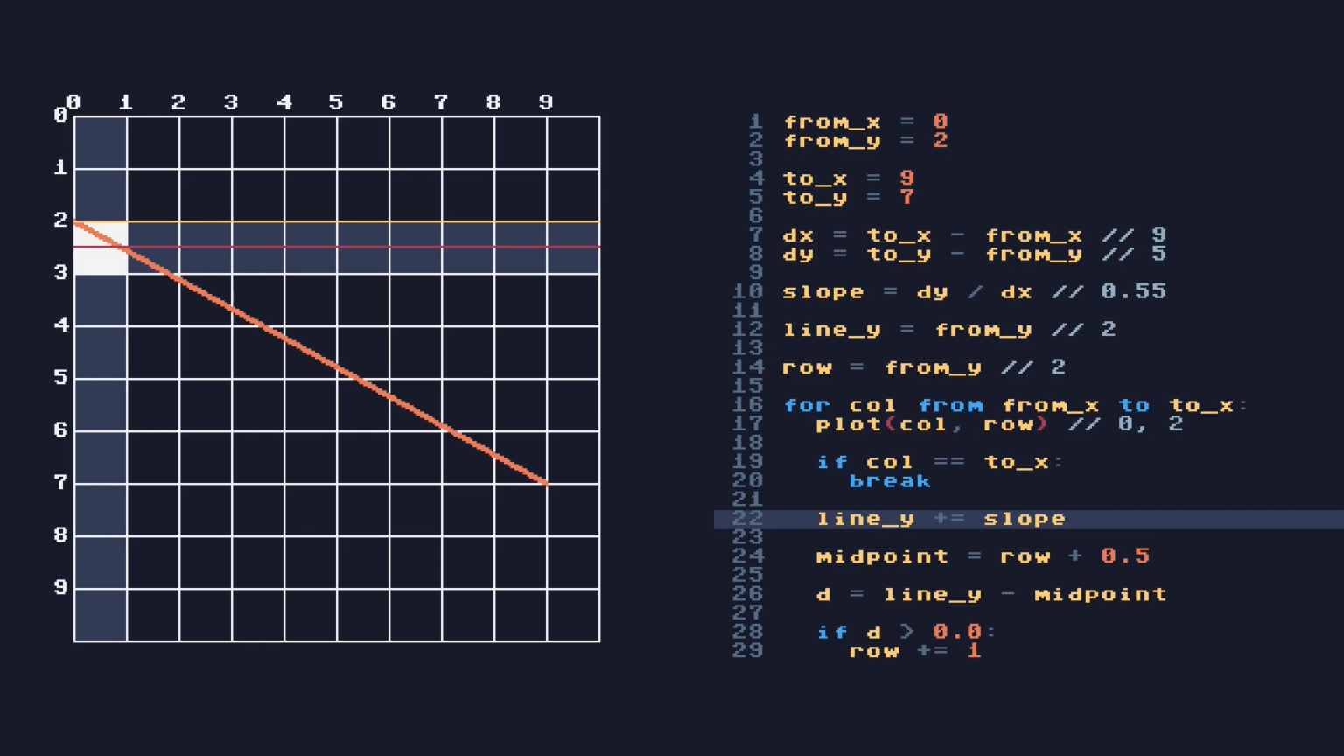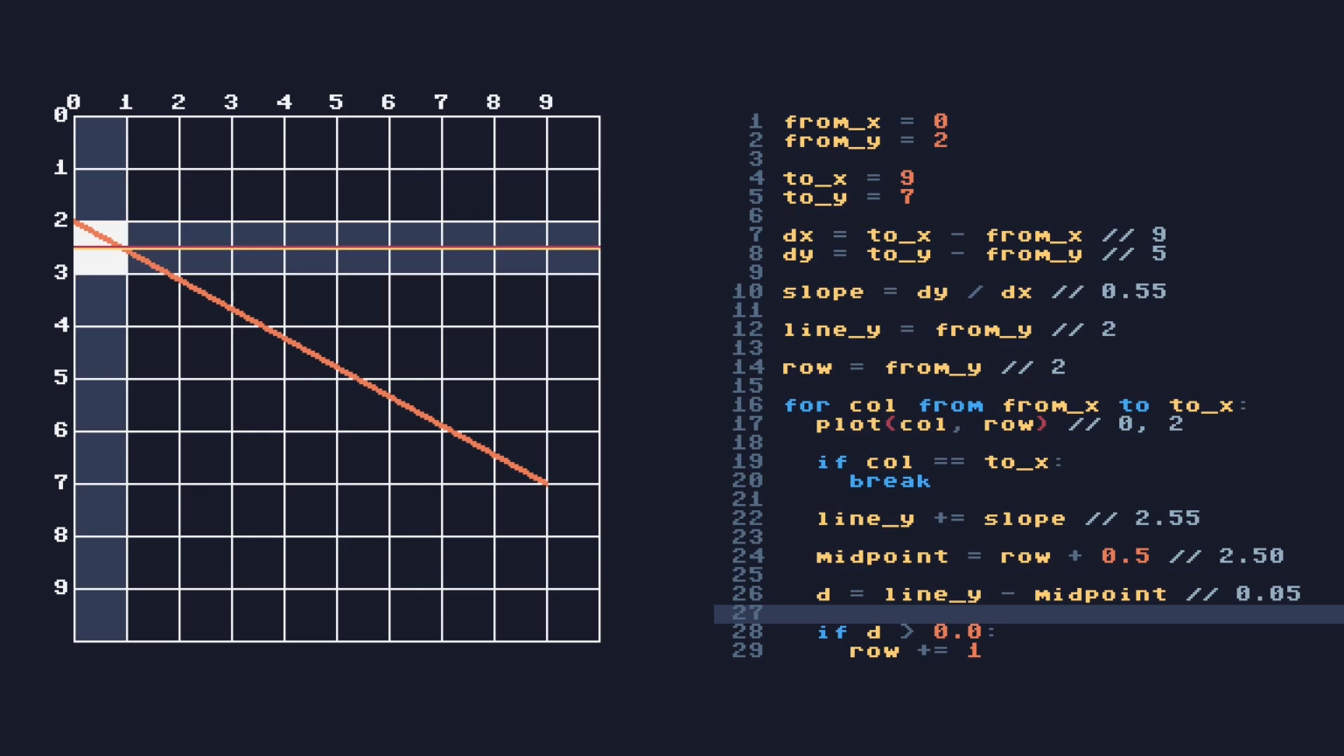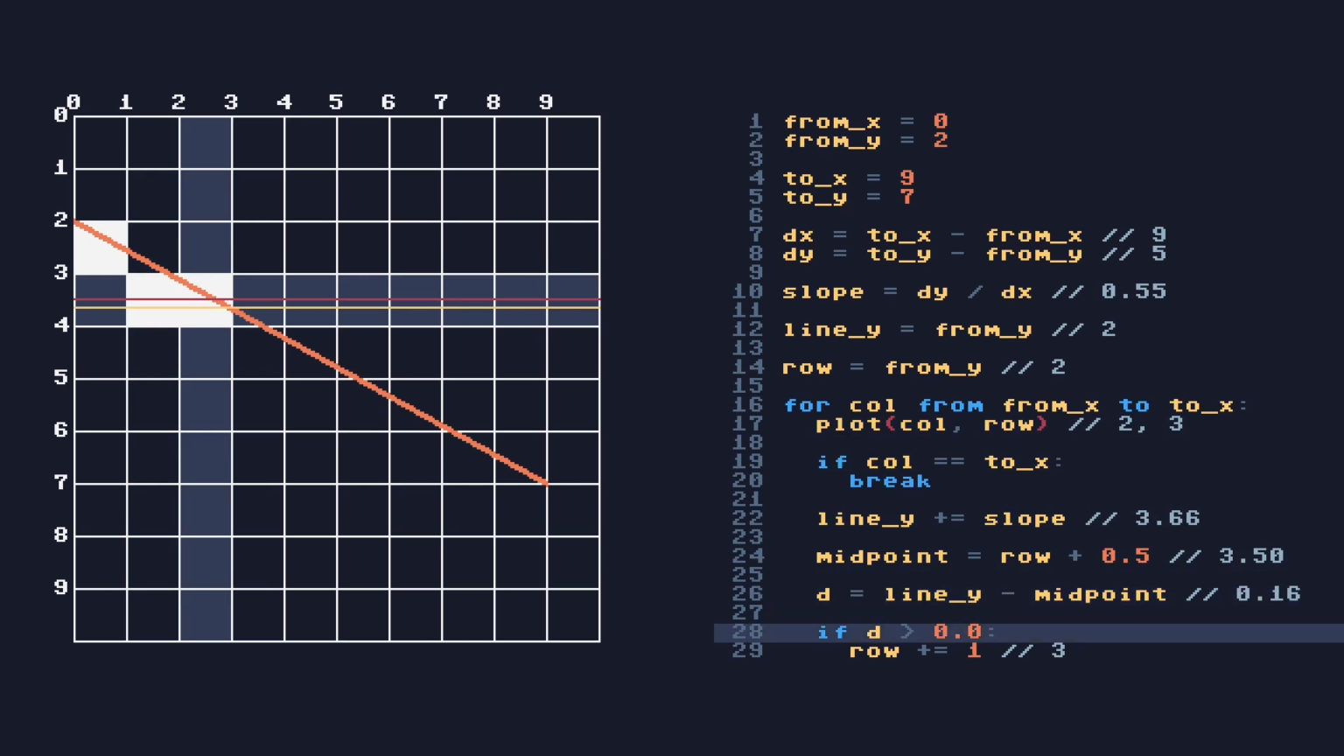Adding the slope to the current line position gives us its vertical position at the next column. Calculating the difference between this value and the row's midpoint tells us whether the line has crossed it or not. We don't actually care about the exact value, only whether it's positive or not. If the line surpasses the midpoint, it will be positive, because the line's vertical position will be greater than the position of the middle of the row. If it does, we pick the next row, otherwise we stay on the same one.